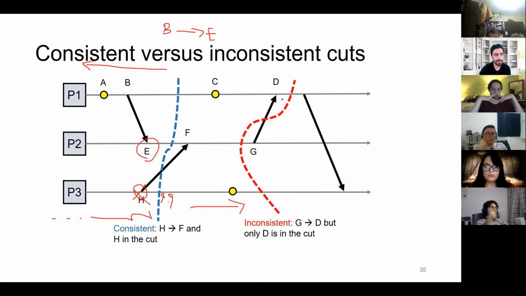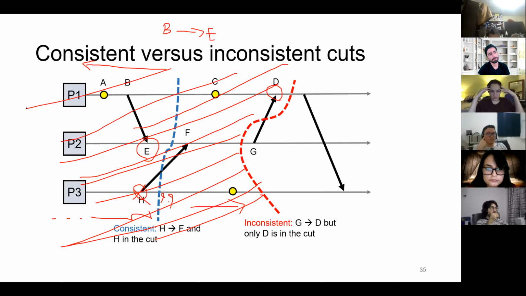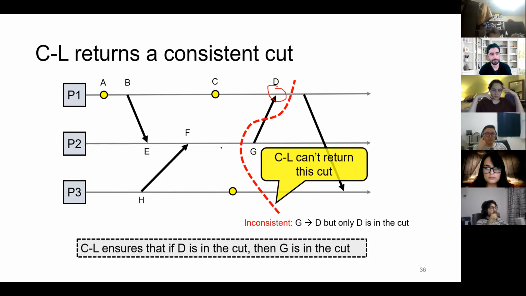Here, for example, D is in my cut, and my cut is all this space I'm highlighting. From this line to the past, time is developing like this, right? So this one is inconsistent, because event D is here and event G happened before D, but G is not in my cut. So it's an inconsistent cut, and you cannot return this cut by the Chandy-Lamport algorithm.